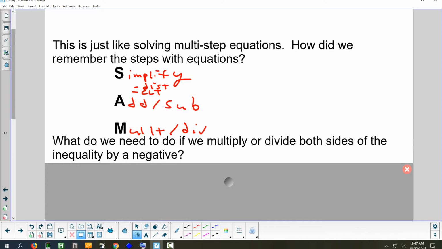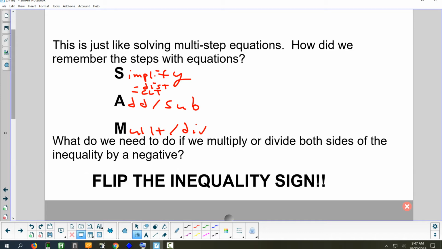Now, the one thing that's different here from solving equations is what do you got to do if you multiply or divide by a negative? We didn't have to do this in the warm-up, but it might come up later on. You have to switch the sign. Yeah, you've got to flip the sign.